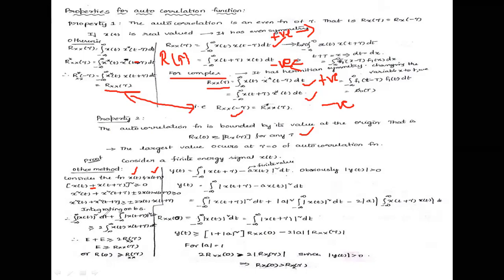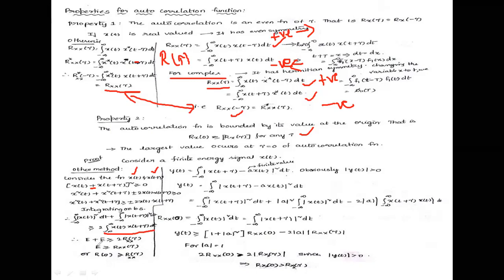In the left hand side, you can observe both the functions are energy signals only. The integral of x square of t, and x of t plus tau, the squared magnitude, is also an energy signal. So E plus E is greater than or equal to 2 times the integral, and this function is the autocorrelation function, Rxx of tau. 2E, the 2 gets cancelled, E is greater than or equal to Rxx of tau.